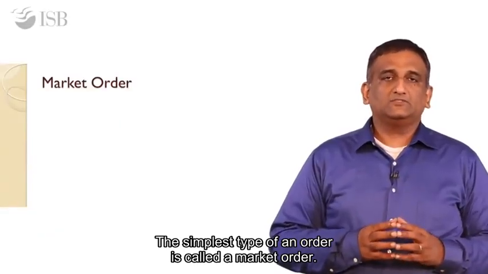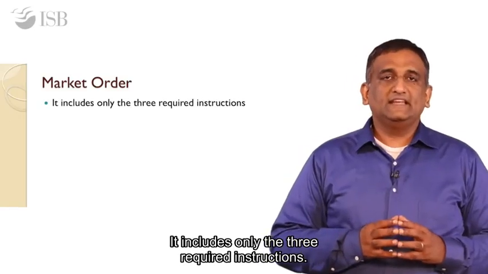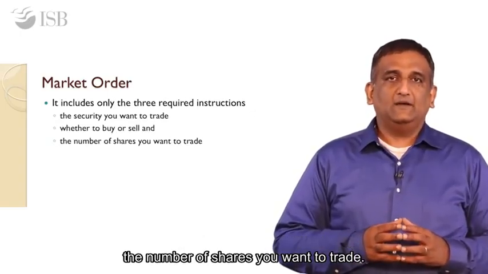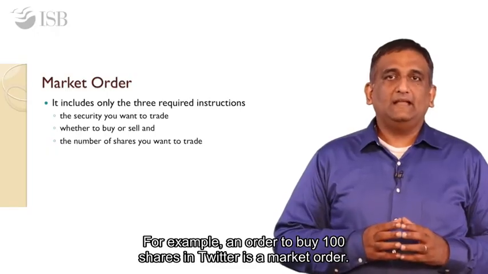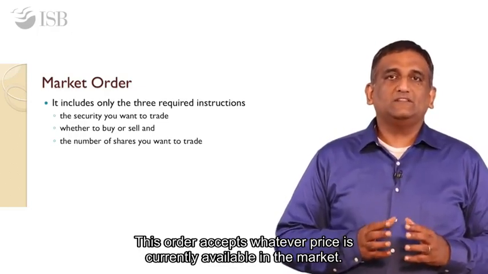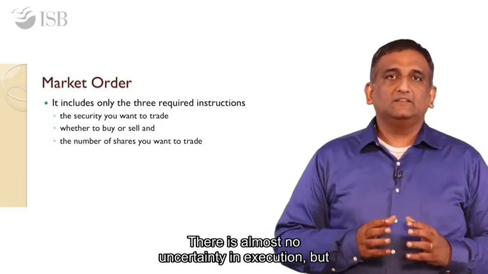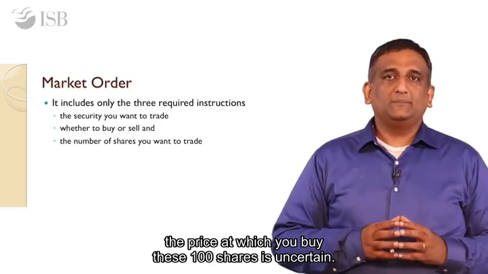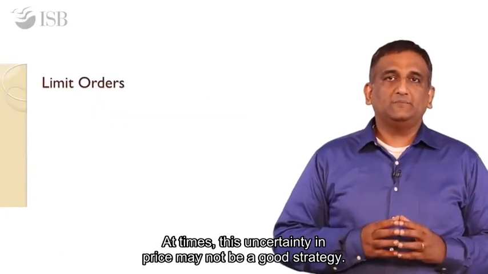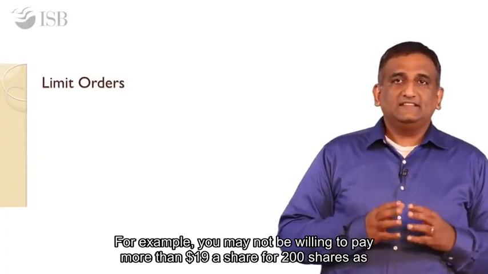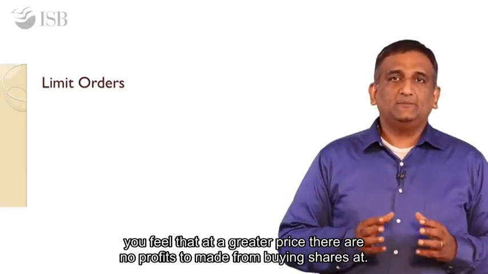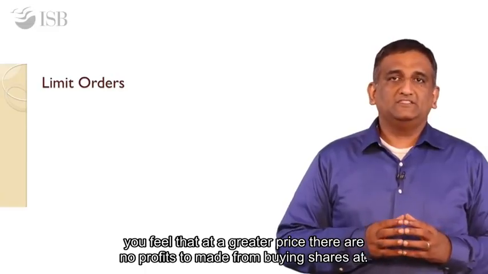The simplest type of order is called a market order. It includes only the three required instructions, that is, the security you want to trade, whether you want to buy or sell, and the number of shares you want to trade. For example, an order to buy 100 shares in Twitter is a market order. This order accepts whatever price is currently available in the market. There is almost no uncertainty in execution, but the price at which you buy these 100 shares is uncertain. At times, this uncertainty in price may not be a good strategy. For example, you may not be willing to pay more than $19 a share for Twitter shares, as you feel that at a greater price, there are no profits to be made from buying shares in Twitter.